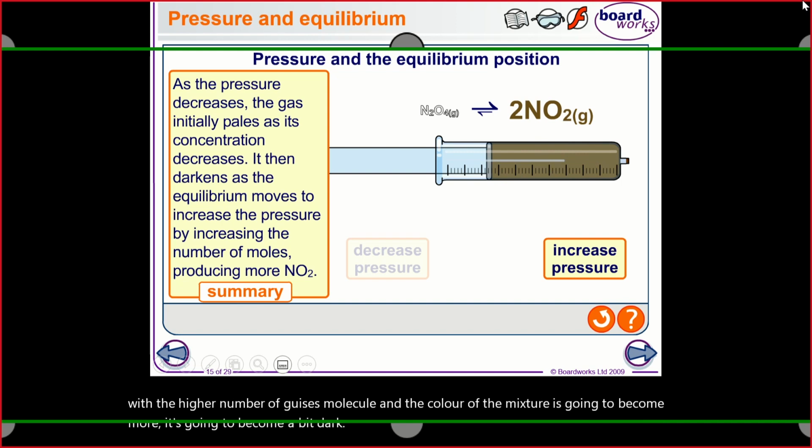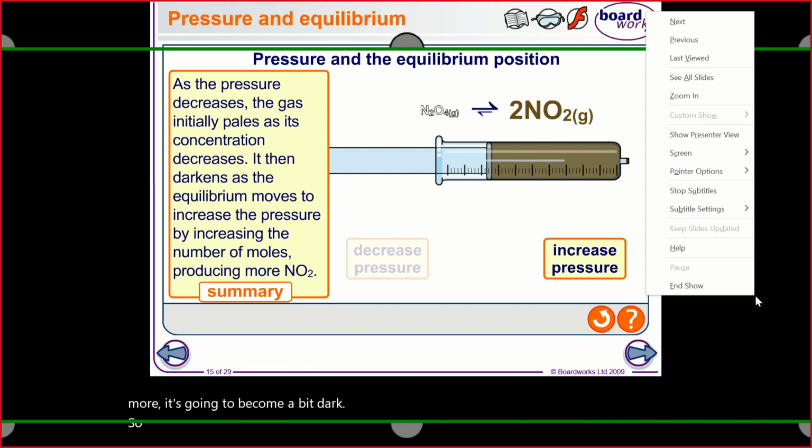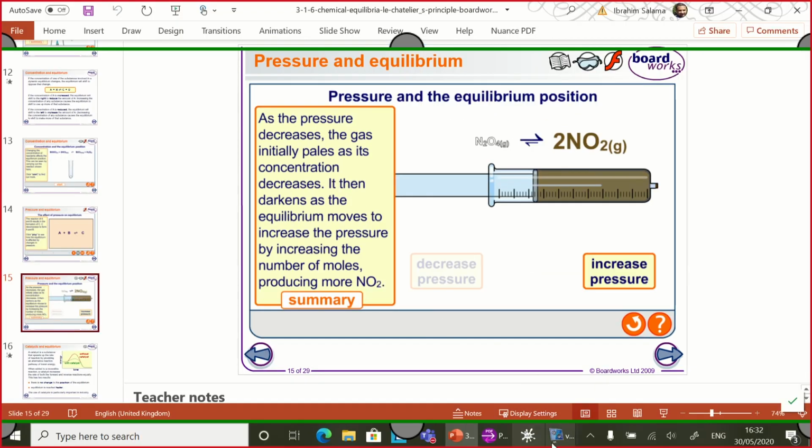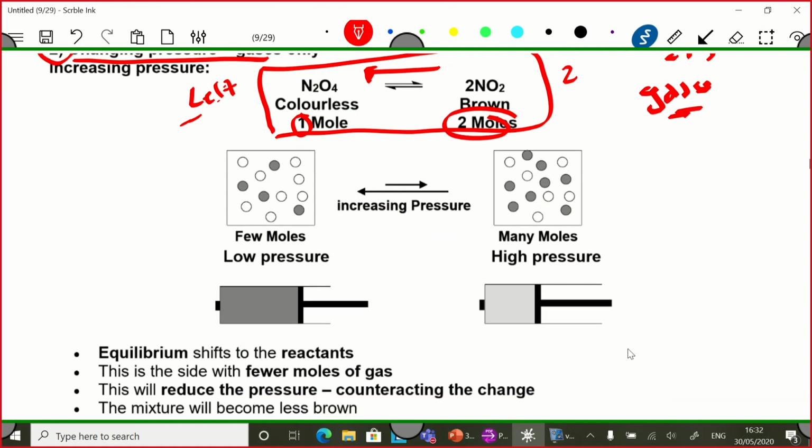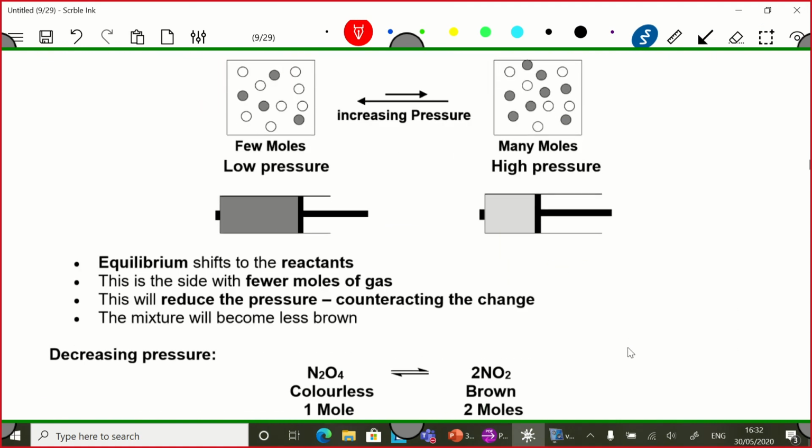Okay, so it's not recommended to memorize two opposing rules. This is why we're going to be sticking to only one rule, isn't it? I just need to remember that when I increase the pressure, the equilibrium will always shift to the side with the fewer number of gaseous molecules. Okay, and then you can build on this rule.